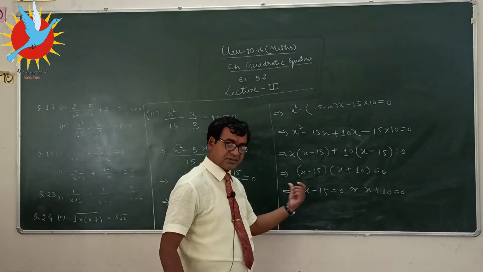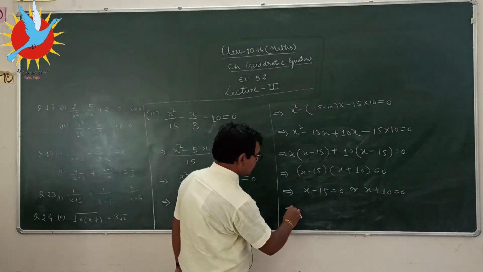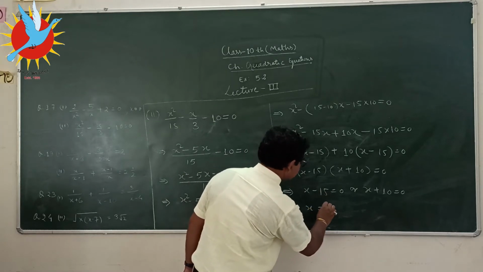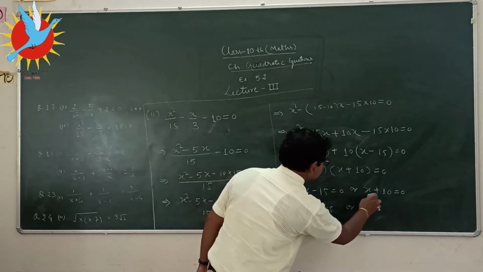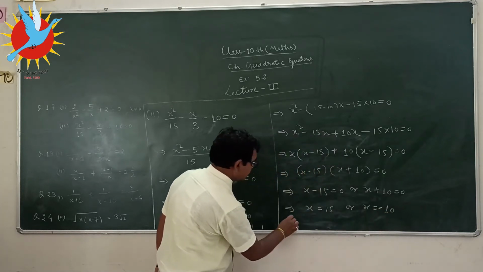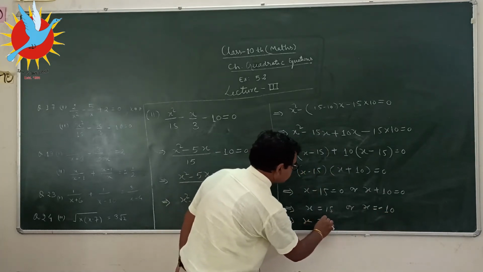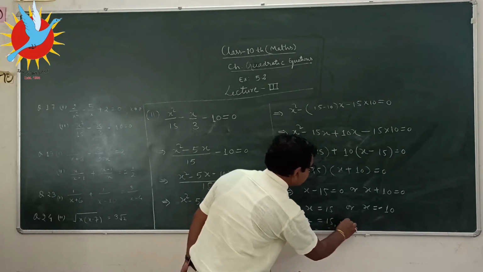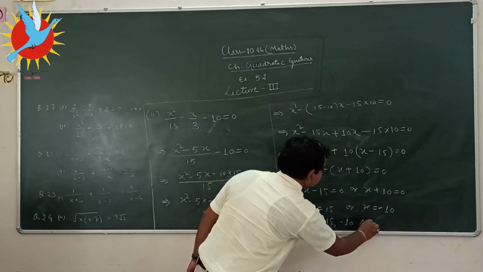Now solve this linear equation. This gives x equal to 15 or this gives x equal to minus 10. Therefore the solution of the quadratic equation is x equal to 15 and minus 10.